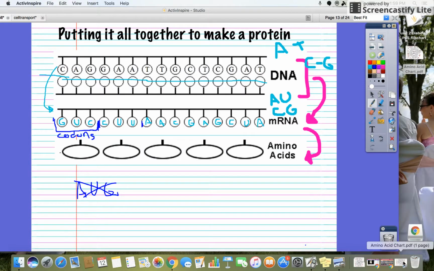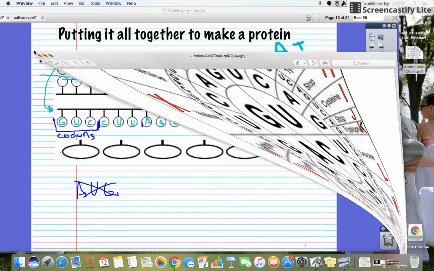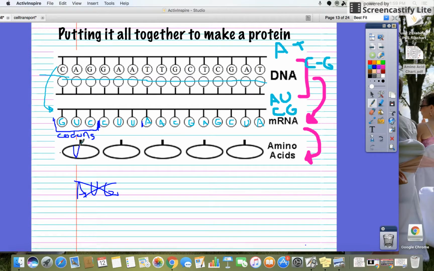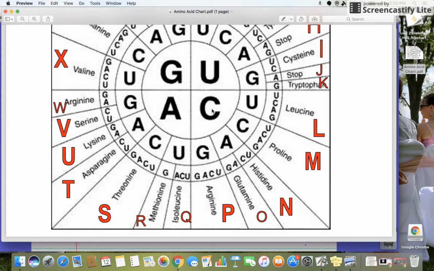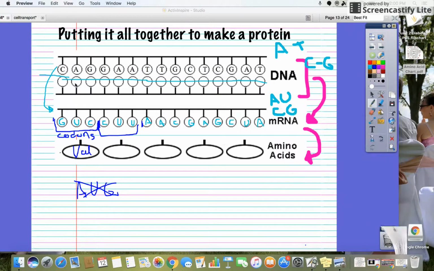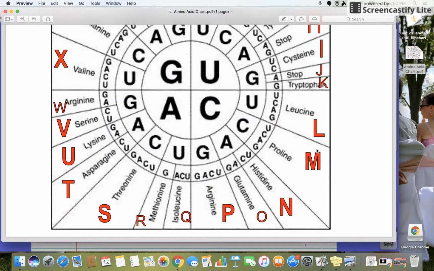So GUC, and come down here, find my G, then move out to U, and then C, that codes for valine. So I would go ahead and write VAL. And then I go to my next three, CUU, go over to my coding chart. CUU is leucine. And I'm just going to write the first three letters because it's so much easier.